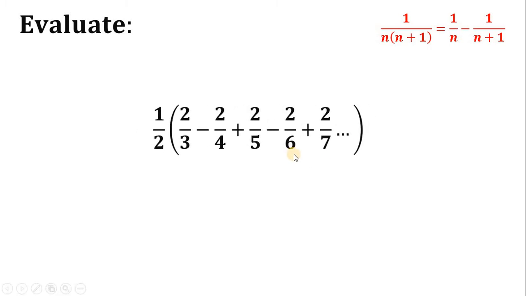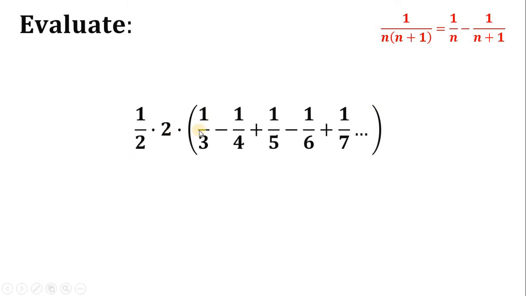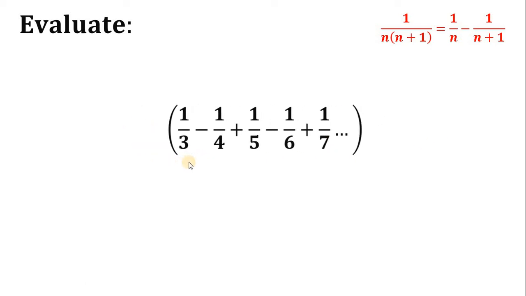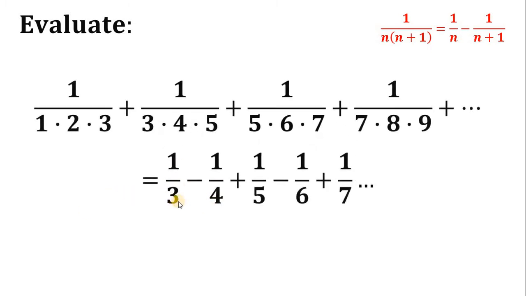Now, we have a lot of 2's on the numerator, so what we're going to do is to factor out 2, of course. So this will give us 1/2 times 2 times 1/3 minus 1/4 plus 1 over 5 minus 1 over 6 plus 1 over 7, so on and so forth. Now 1/2 times 2 is just 1. Therefore, our infinite series a while ago can be trimmed down into 1/3 minus 1/4 plus 1 over 5 minus 1 over 6 plus 1 over 7, and so on and so forth.